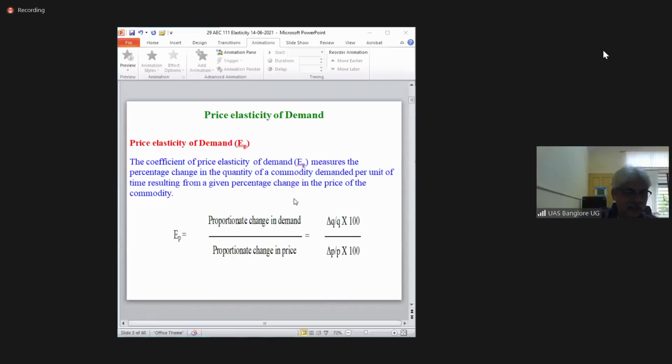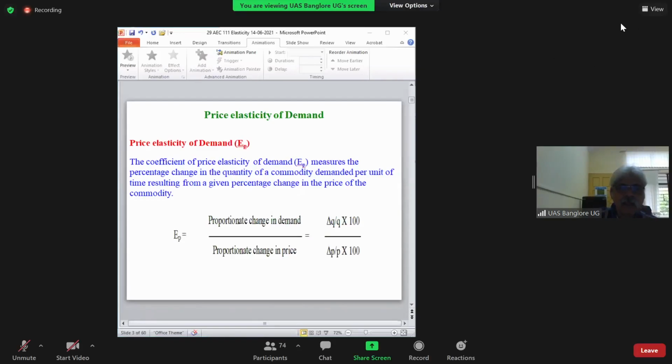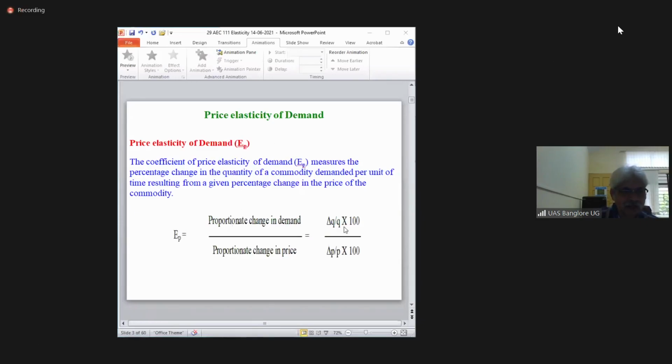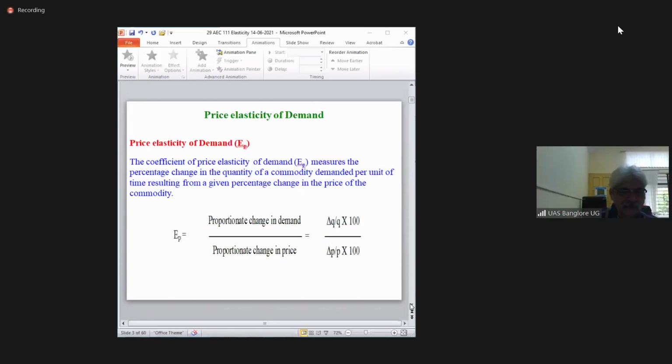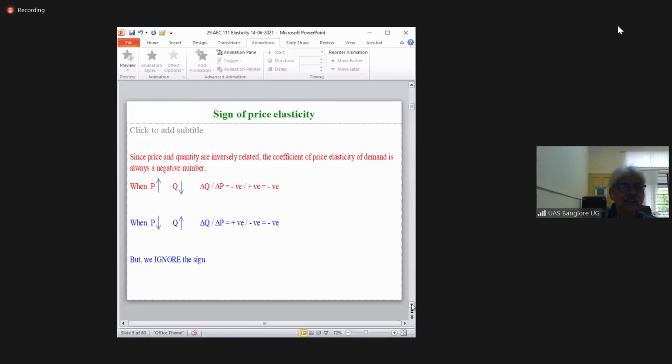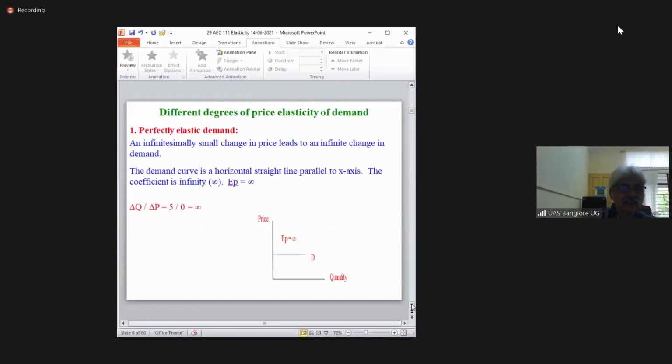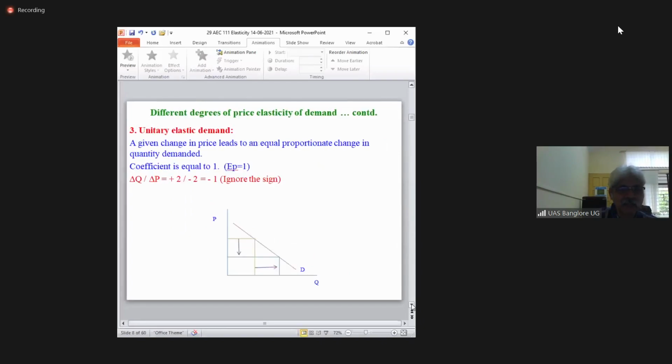So I think yesterday I had covered this. Price elasticity of demand, the formula, I think I have covered yesterday. And the different degrees: perfectly elastic demand, relatively elastic demand, unitary elastic demand.